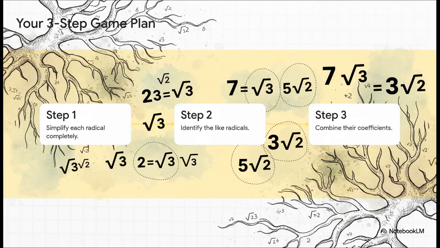So here is our 3-step game plan for pretty much every single problem you'll see. Step 1, and this is by far the most important, you have to simplify every single radical completely. Step 2 is to look at what you have now and identify the terms that are like. And step 3, you just combine the numbers out front, the coefficients. That's it. Simplify, identify, combine.